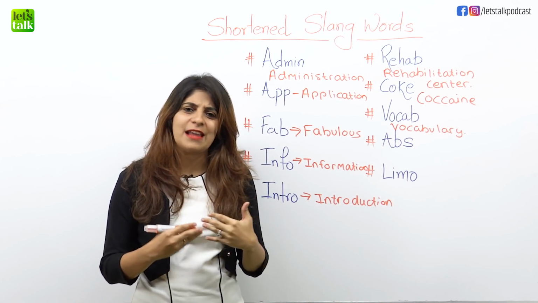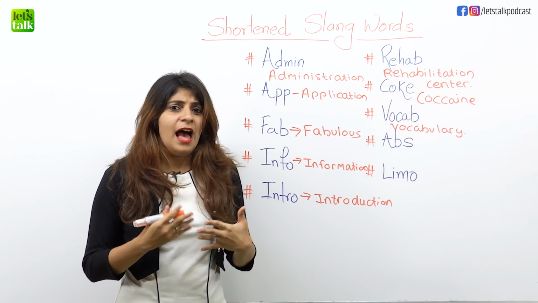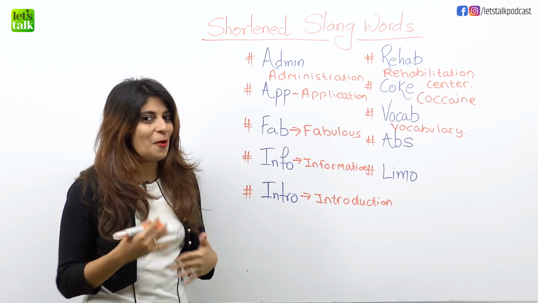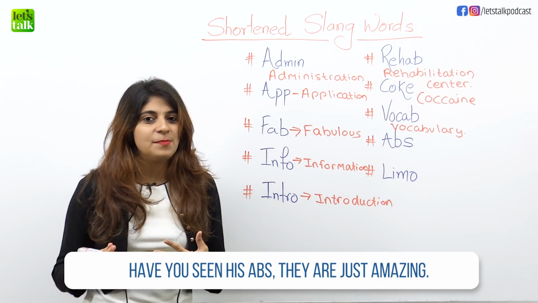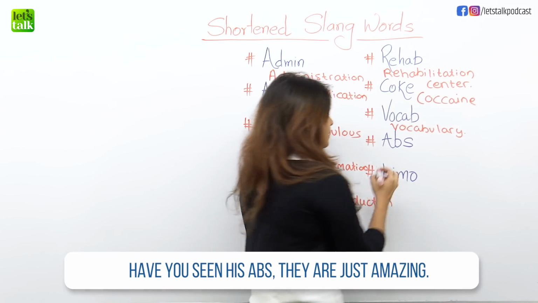So you would not end up coming across people who would say, have you seen his abdominal muscles or his stomach muscles? Nobody would say that. People will usually say, have you seen his abs? They're just amazing. So abs are abdominal muscles.